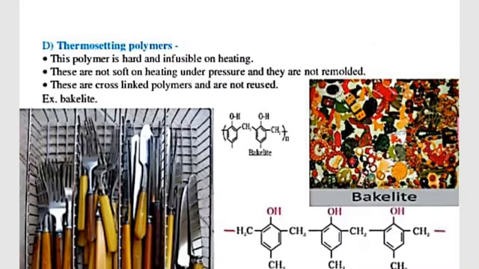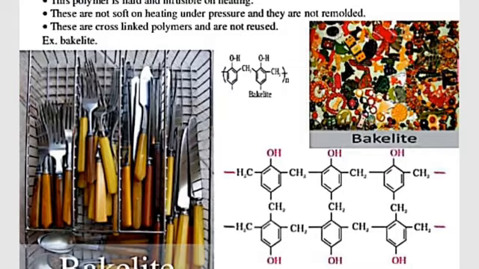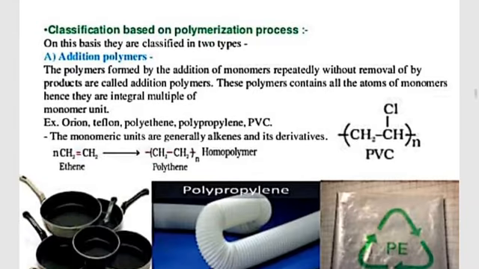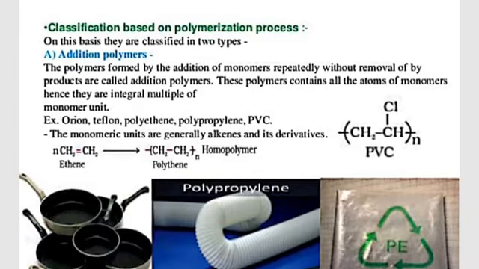The fourth category is thermosetting polymer. These polymers do not become soft on heating. On heating, they take on a particular hard nature and they are not able to be molded. So this polymer is hard and infusible on heating. They are not soft on heating under pressure, and they are not remolded. You cannot mold them because of the cross-links present in them. Such polymers have cross-linking and are not reused. Example: bakelite, which is used in switchboards and the covers of computer desktop screens. Then you have melamine resin. So these are the types of polymer based on molecular force.